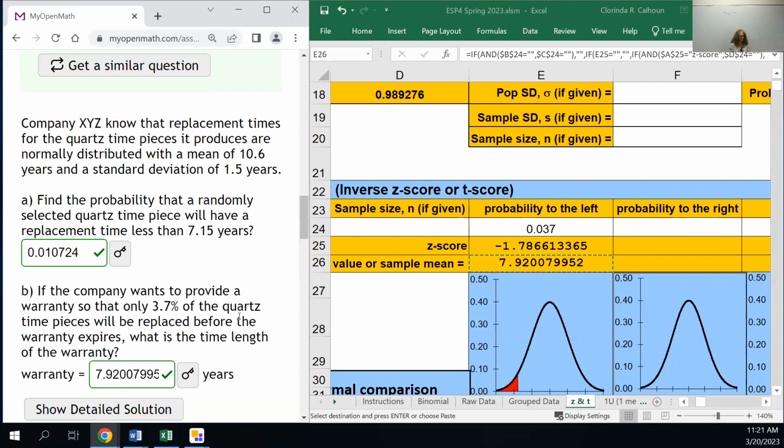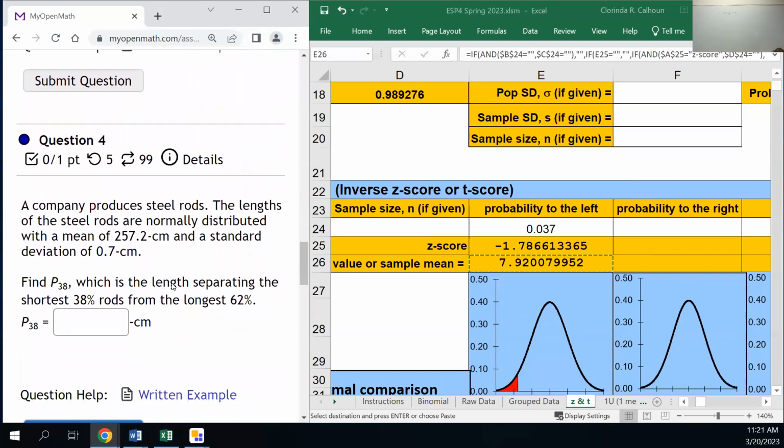Anybody have any questions there? Okay, so far so good. Okay, we're halfway done this already.